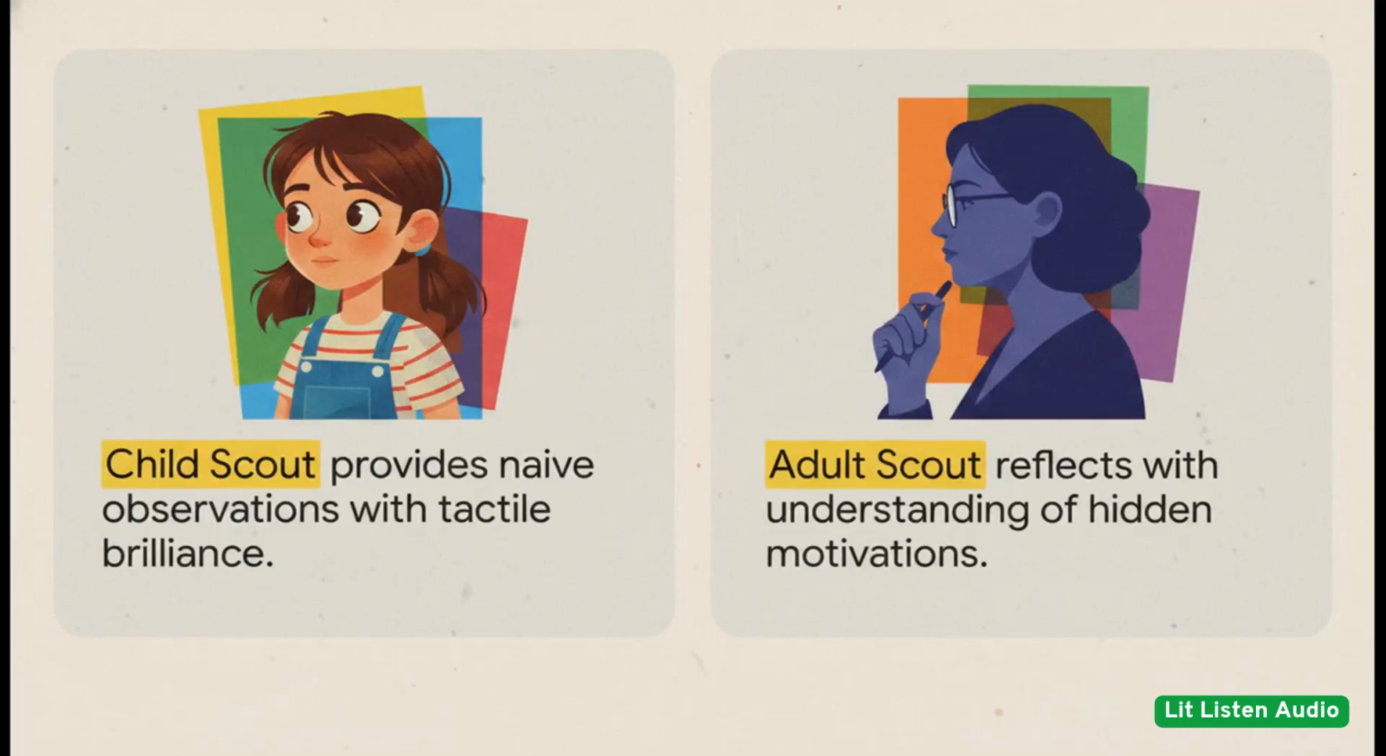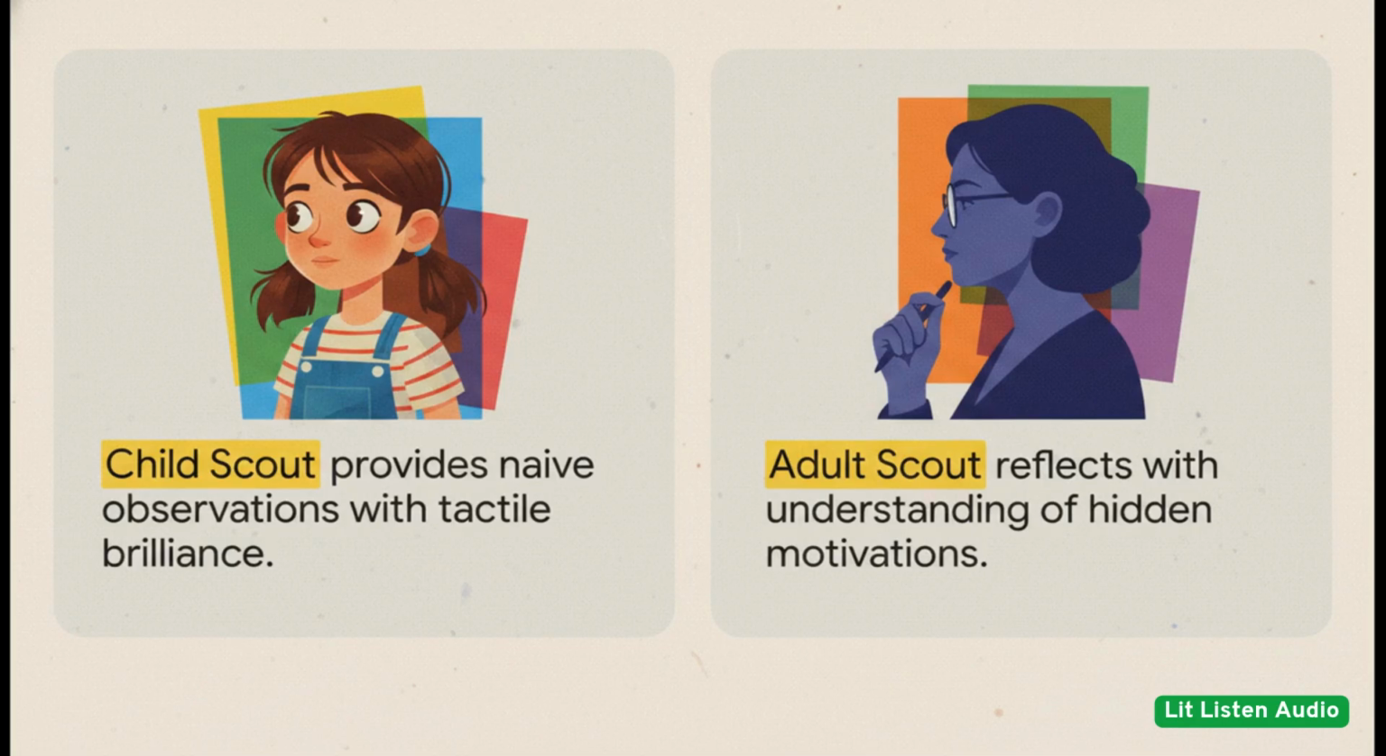So to really get To Kill a Mockingbird, you first absolutely have to understand the brilliant structural framework Harper Lee uses. It's a dual narrative voice. On one hand, we've got the 6-year-old Scout. She gives us these simple, naive observations with what critics call tactile brilliance. It's like she's showing us her neighborhood with cinematic fluidity.